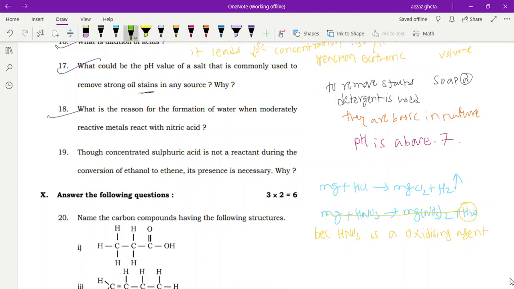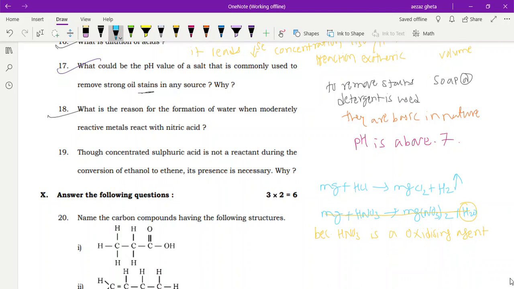In the reaction, when magnesium reacts with nitric acid, hydrogen is formed. But because nitric acid is an oxidizing agent, it gives oxygen and the hydrogen becomes water. So the reason should be: because nitric acid is a strong oxidizing agent, it converts hydrogen into water. That's the reason. This is very important. Okay, you understood? If you have any doubt, let me know.